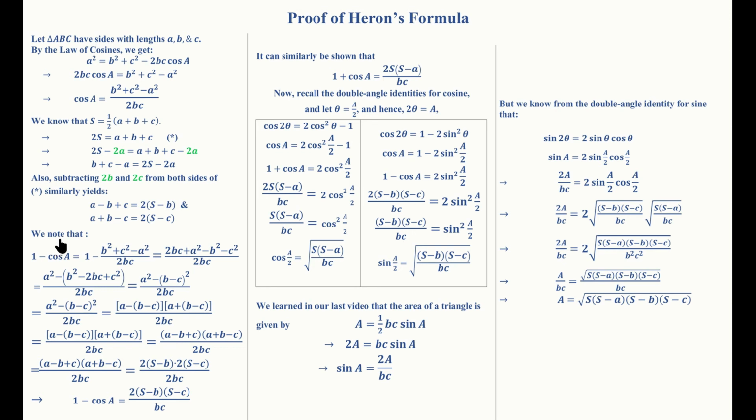So also note that 1 minus cosine A can be written as 1 minus this expression that we obtained for cosine A. So it becomes 1 minus that expression. Now we need to go ahead and combine those. We have a common denominator of 2bc, so we get 2bc plus a squared, because minus times minus will give us the positive here, and then these two both become negative because of that negative. So we end up with this expression.